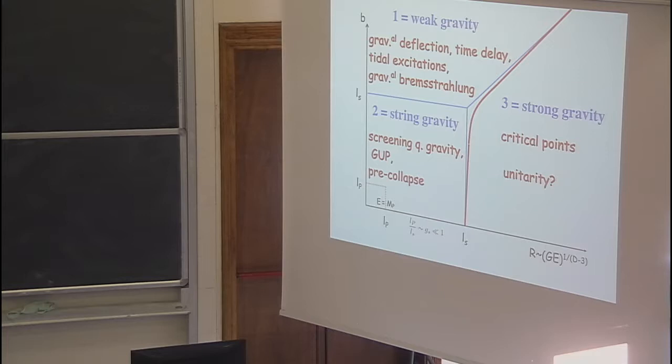The three main distinct regimes are: large impact parameter, much larger than the other two scales, which we can call the weak gravity regime. Then a regime in which strings are big in comparison with the other scales of the problem, which we can call the string gravity regime, because that's where you actually see big effects due to the finite size of strings. And then there is a more tricky regime, the strong gravity regime, in which classically you would expect to form black holes. These are topics which I will mention or go over in the rest of the talk.